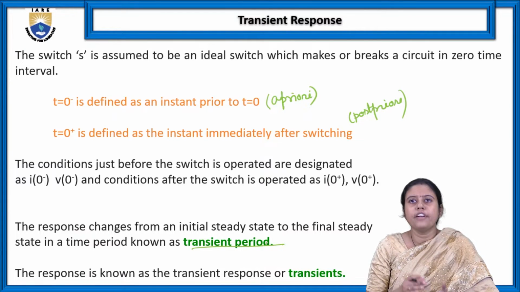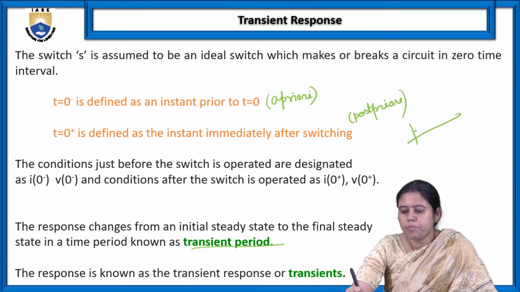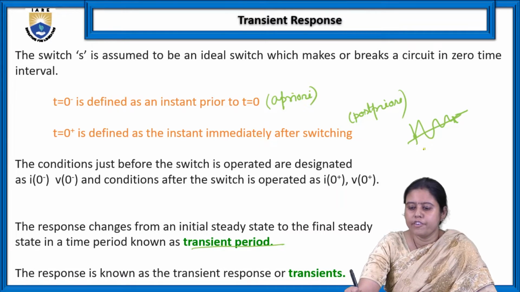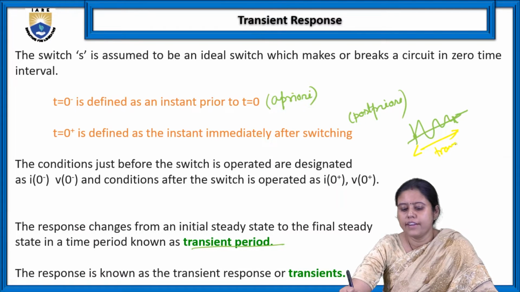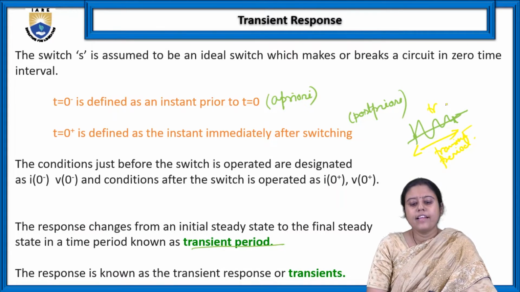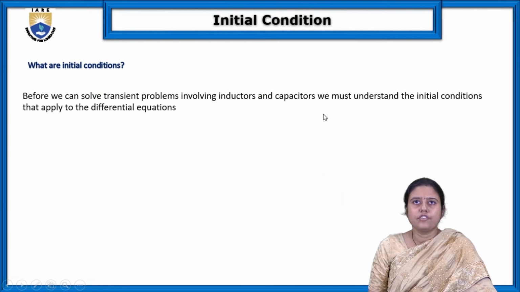As we drew before, the time taken from one initial state to the final state is called the transient period. So if we draw like this, this is where the transient starts, and this is where the transient ends. This time is called the transient period, or transient time, and we write it as TR. The response is known as the transient response.